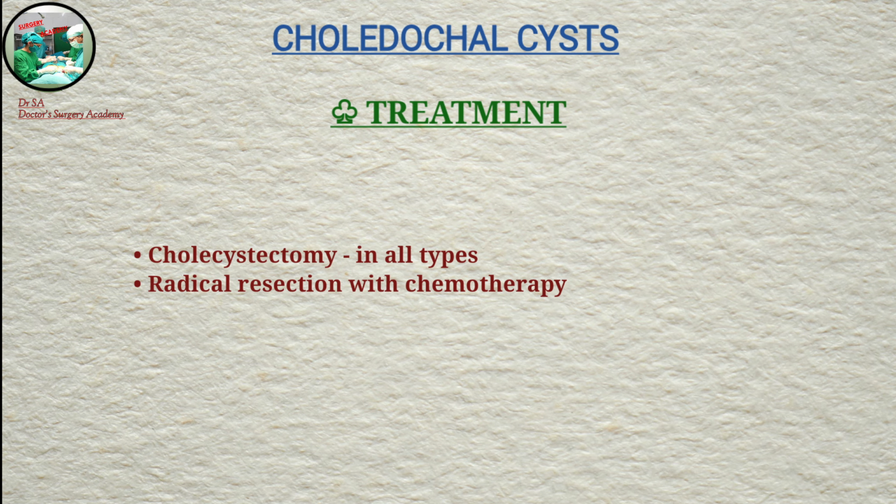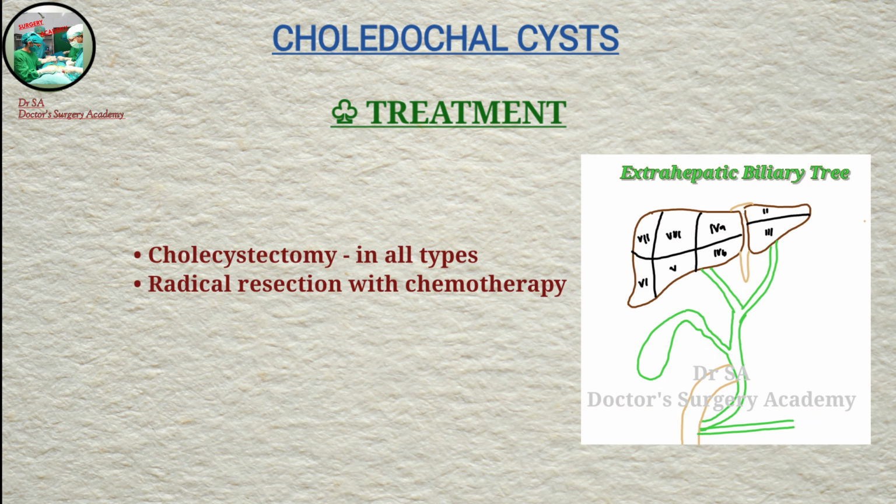Finally, if malignant transformation has already occurred, the treatment depends on the location and stage of the cancer and may require radical resection with chemotherapy. So the key principle is, whenever feasible, remove the abnormal cystic duct and establish safe long-term biliary drainage.